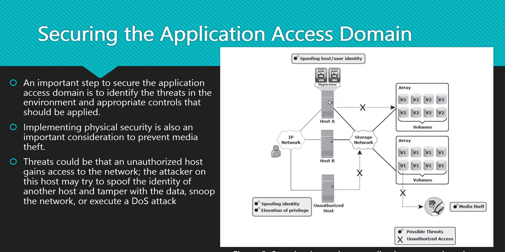To ensure confidentiality, host A should only be able to access volume 1, and host B should only be able to access volume 2. However, in this case, what can be the threat? The threat can be host A accessing the volumes of host B. So host A can have unauthorized access to these volumes. Another thing is that some other unauthorized host can enter into the storage network, spoof, and perform snooping of the volumes which are of host A or host B.